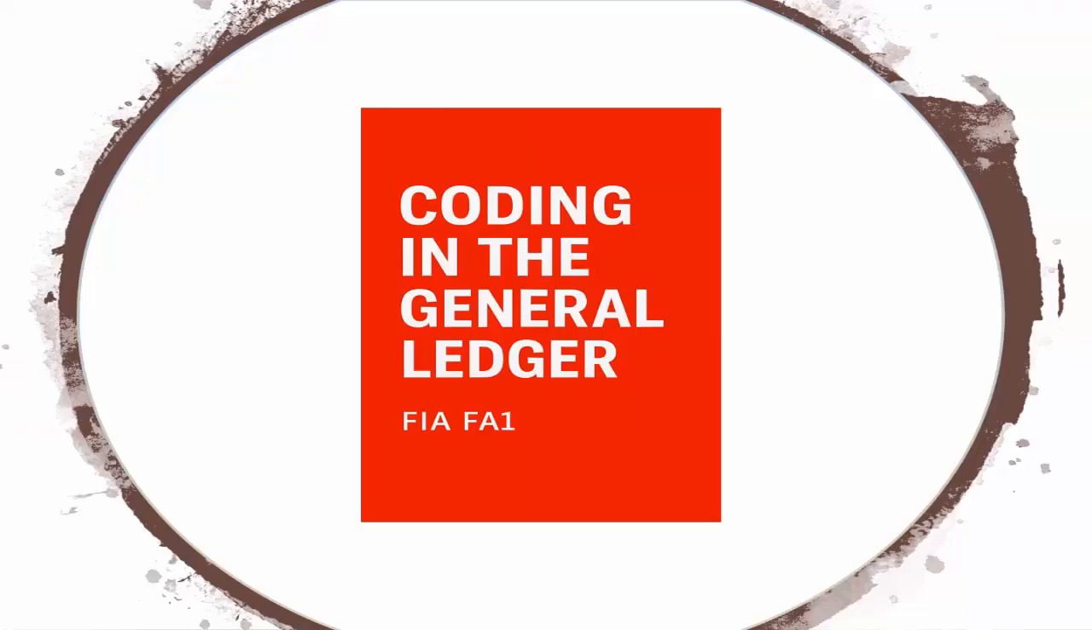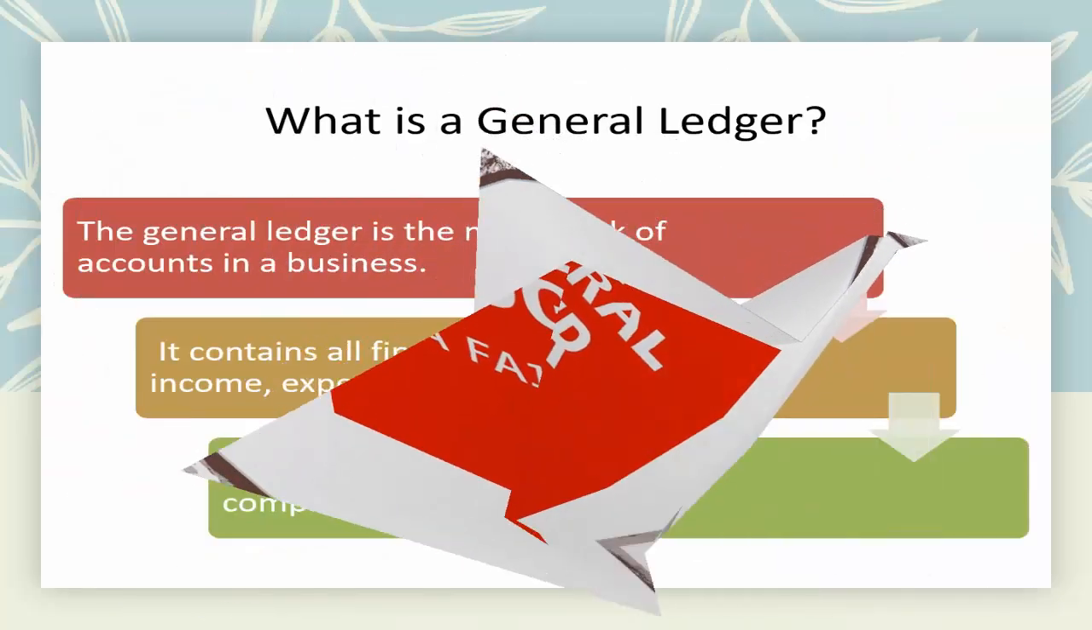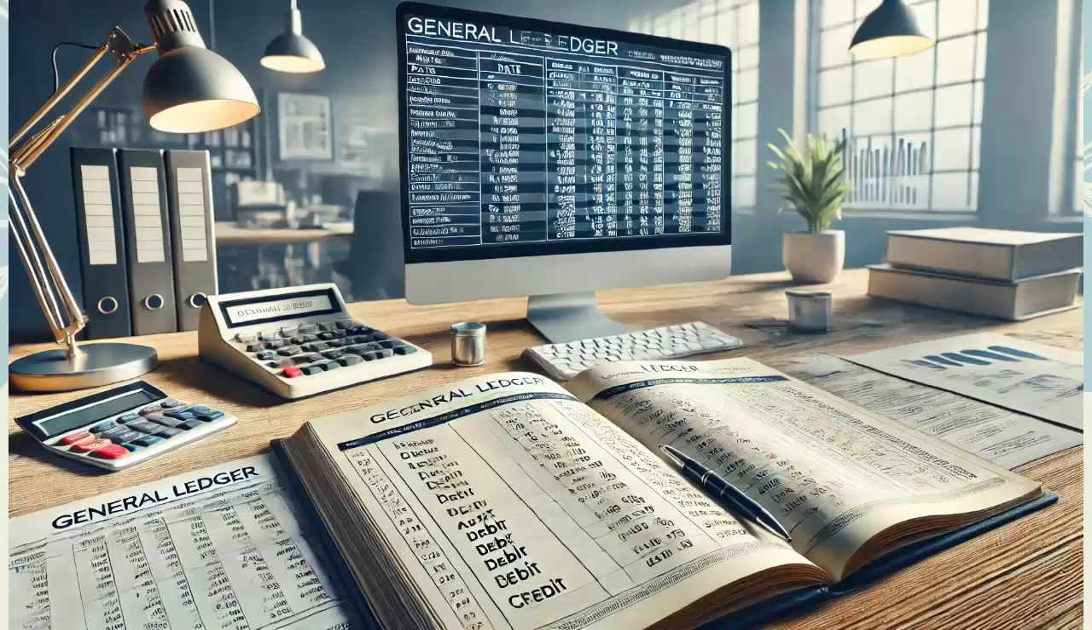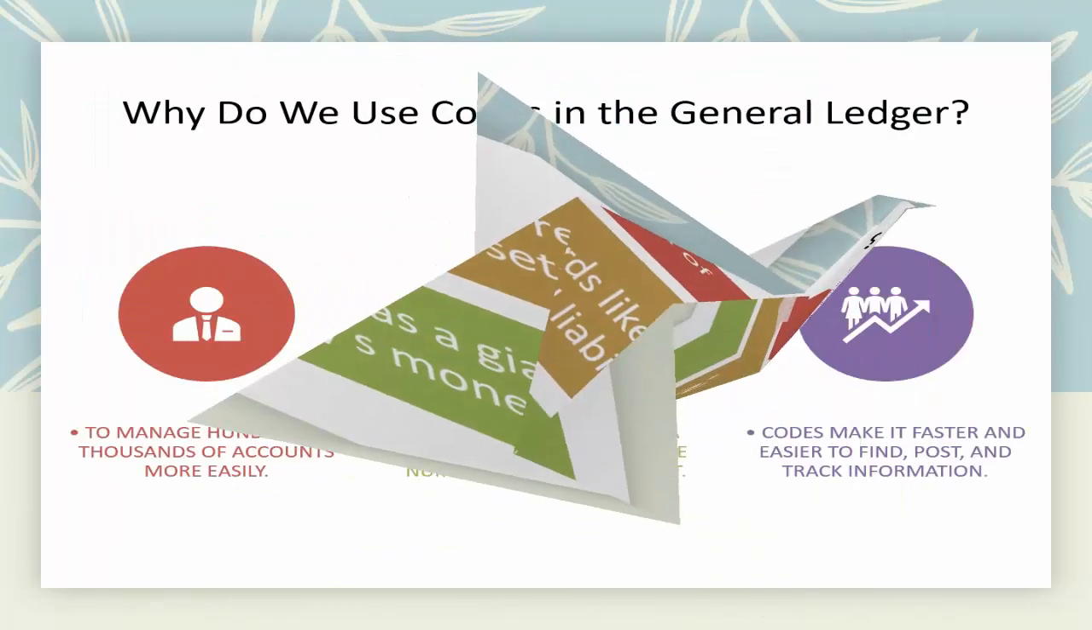Let's begin with this question. What is a general ledger? Think of the general ledger as the main book of the business. It is like a big diary where the business writes down all the financial activities, every payment, every sale, every salary, and every expense.